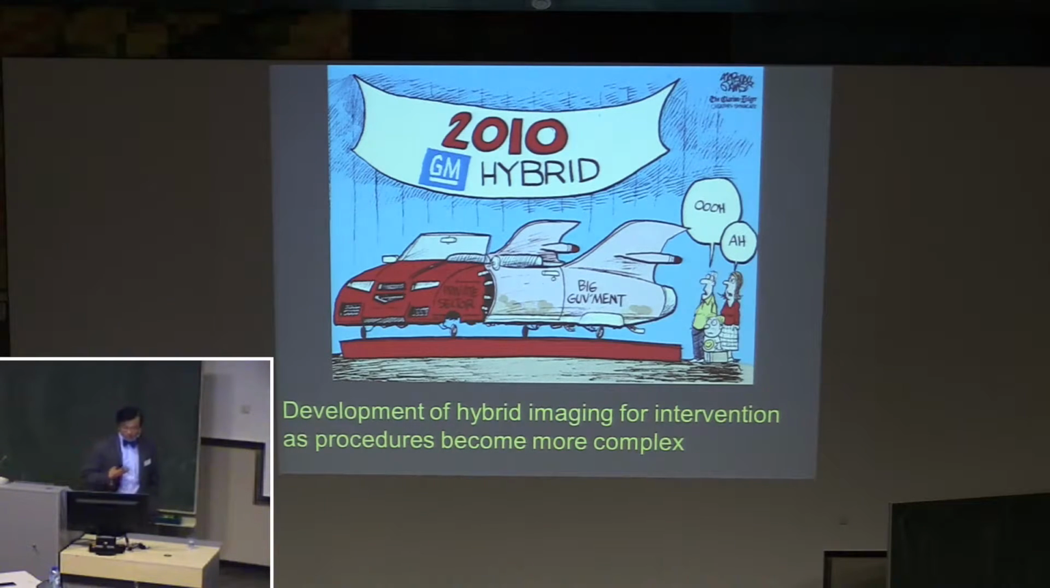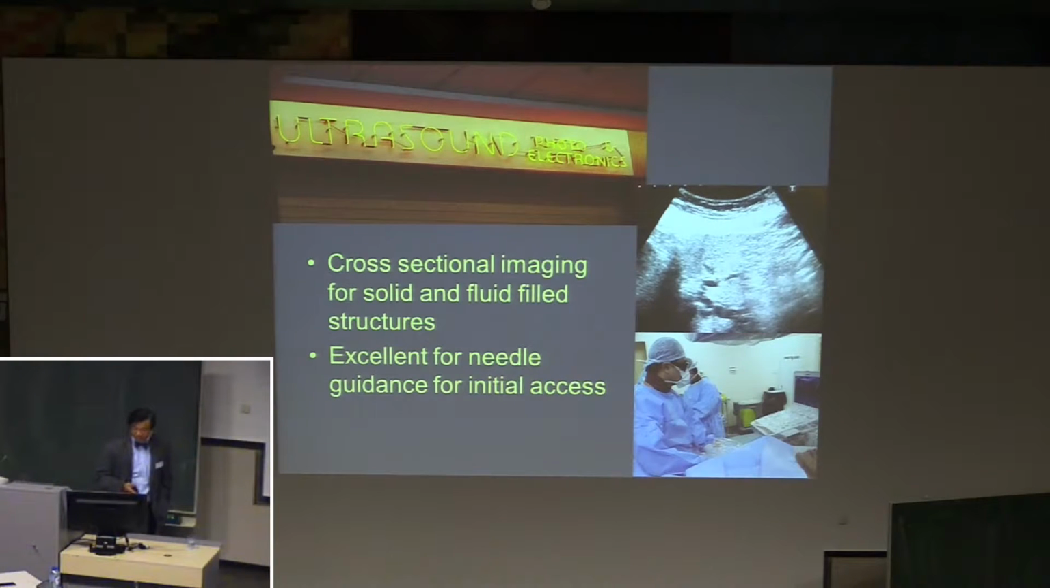So as we move forwards into more complex procedures, as you've heard over the course of the day, there is a need now for better, accurate targeting, and I think the answer is that we now need hybrid imaging for our more complex procedures. You've heard from Mark how ultrasound is very important for needle guidance, and it's excellent for solid and fluid-filled structures, where cross-sectional imaging is in terms of targeting.